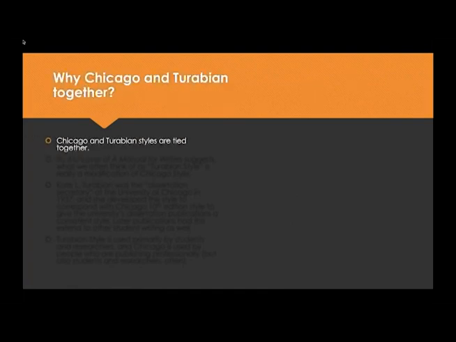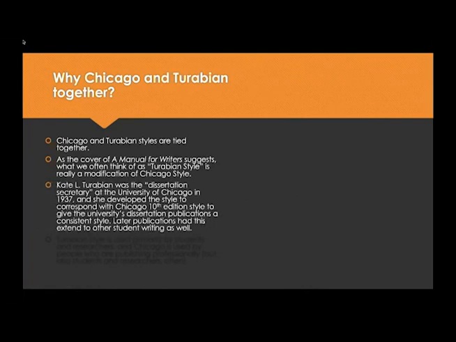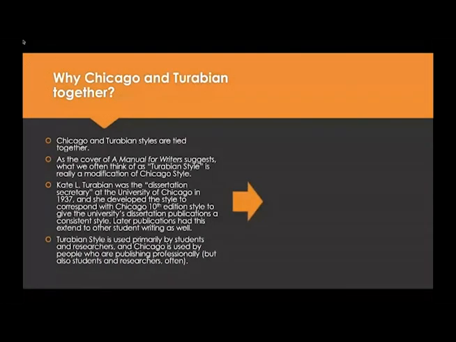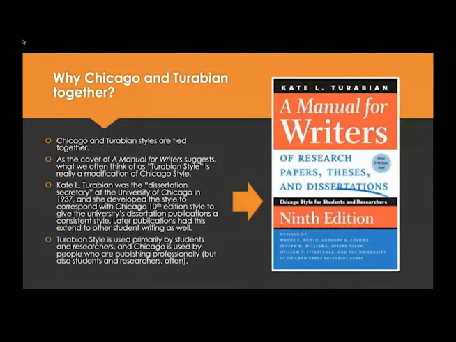Now let's talk a little bit about why Chicago and Turabian styles are tied together. As the cover of A Manual for Writers suggests, what we think of as Turabian style is really a modification of Chicago style. Kate L. Turabian was the dissertation secretary at the University of Chicago in 1937. She developed the style so that it corresponded with the Chicago 10th edition to give the university's dissertation publications a consistent style. In later publications of the Chicago style, this extended to other student writing as well. Turabian style is used primarily by students and researchers, and Chicago is used by people who are publishing professionally, but also students and researchers often.